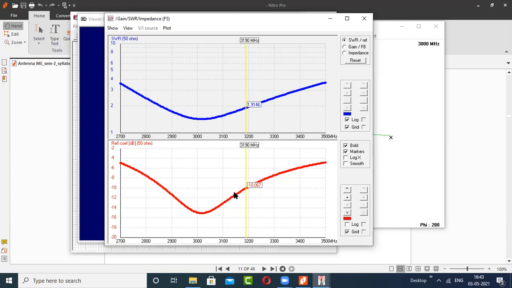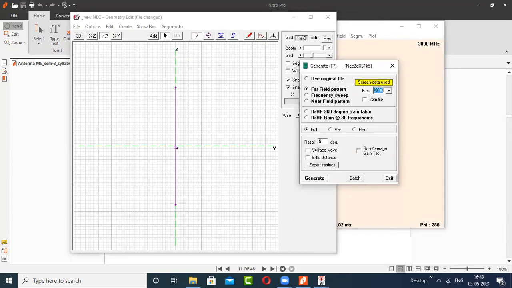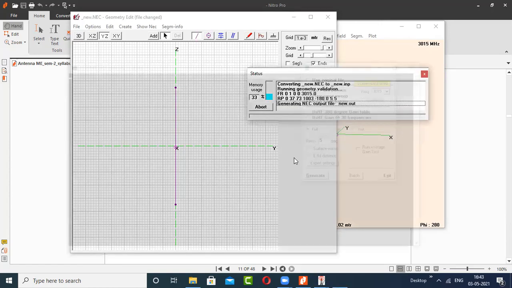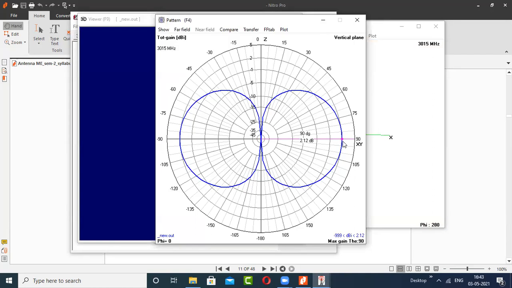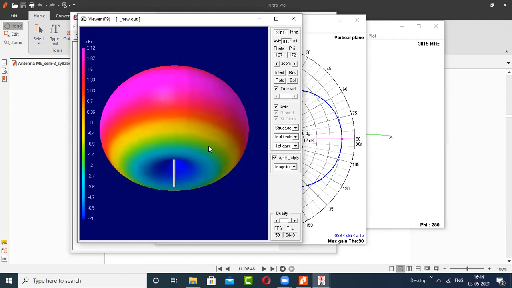Okay, so now we'll go for the gain. The center frequency is 3015 megahertz. So I will resimulate this for 3015 megahertz, far field region. Your answer should not change. 2.12 dBi. So the behavior of the radiation should not change at the resonant frequency.